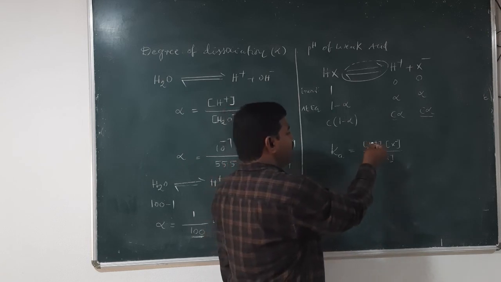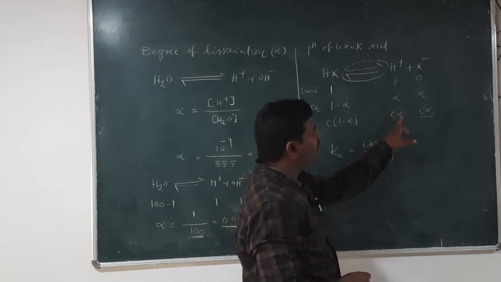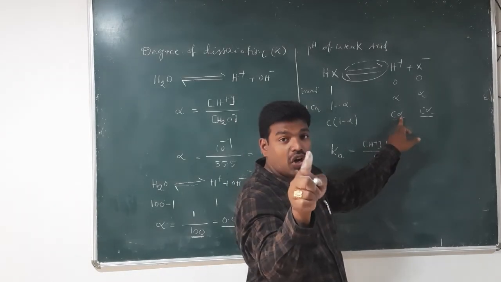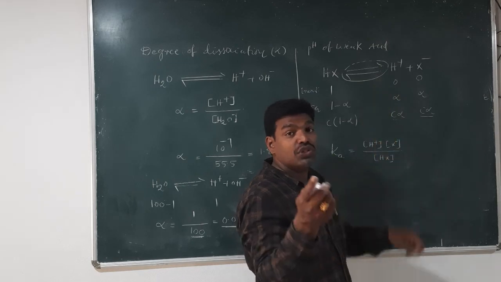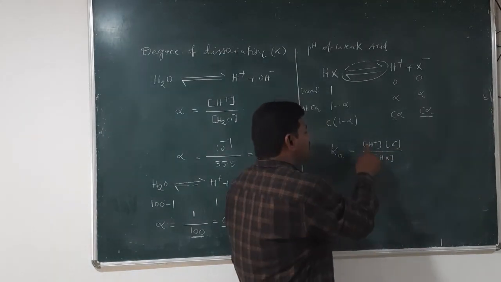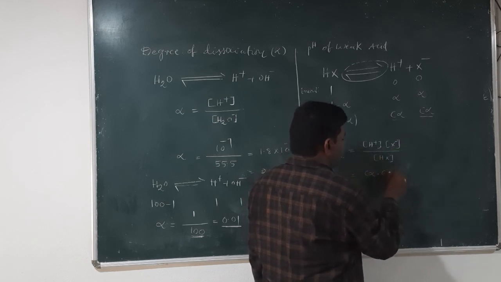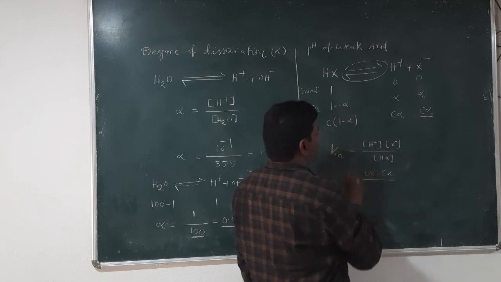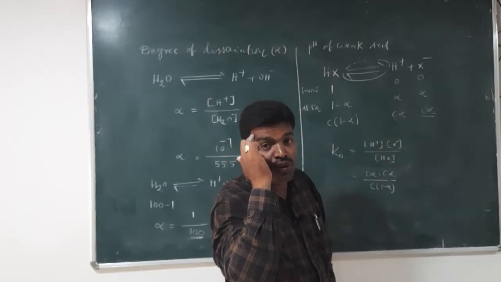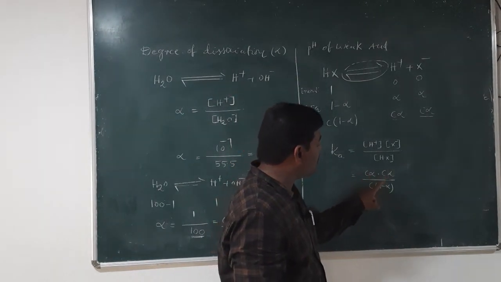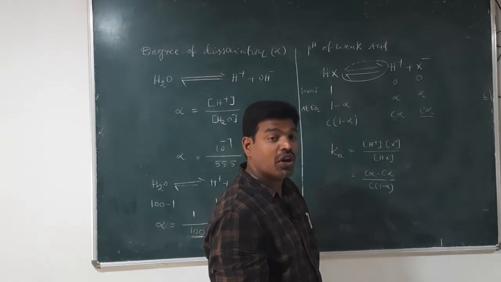Here the concentration of H plus is C alpha. When we multiply the degree of dissociation with the concentration term, that gives the concentration of dissociated species. So the concentration of H plus is C alpha, the concentration of X minus is C alpha, and the concentration of HX is C into 1 minus alpha. Please keep in mind that these are equilibrium concentrations.